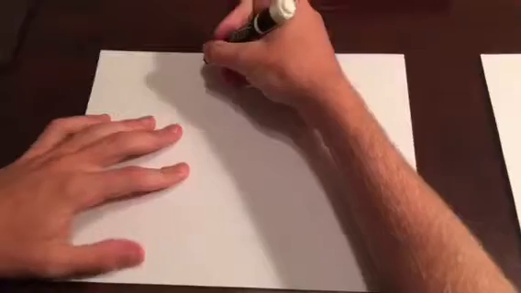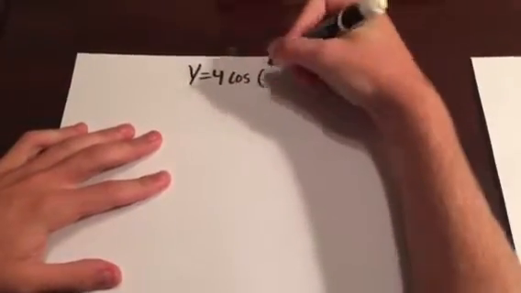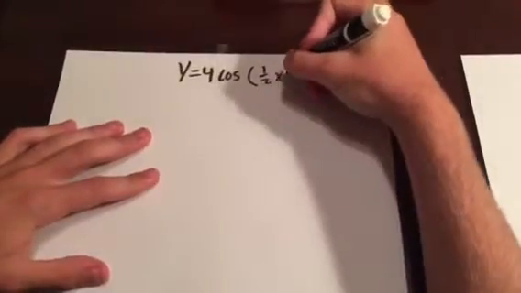I will be doing two problems, showing you how to analyze them, find the amplitude, our period, as well as our phase shift, as well as how to graph them. Our first question is y equals 4 cosine, in parentheses, 1/2 x plus 2.